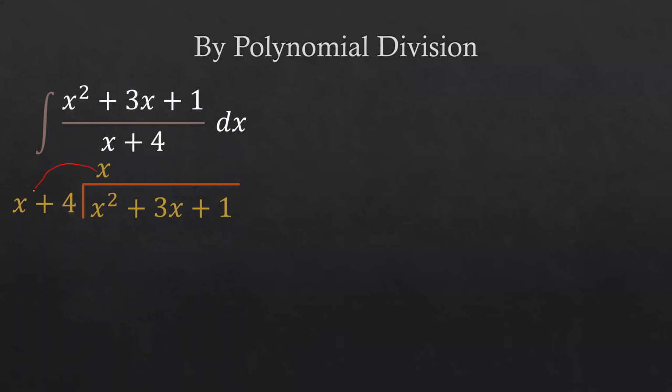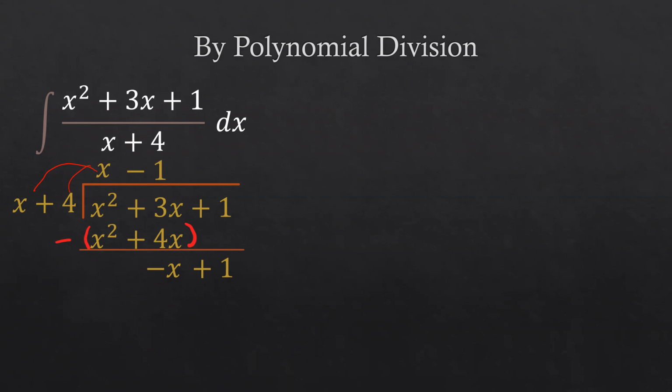Then we would multiply, right? And then that would give me x squared plus 4x. And then I would have to subtract because that's how long division works. Okay, so x squared minus x squared is gone. 3x minus 4x is negative x. We carry down the plus 1. Then what times x will give me negative x? And that would be negative 1.